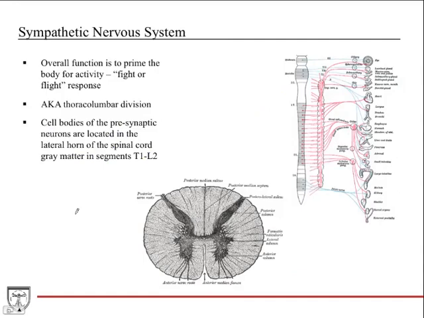All right, so now we'll talk about the sympathetic nervous system and its pathways. So the overall function, again, as I've alluded to before, is the fight or flight response. And what does that mean? It's priming the body for intensive physical activity.